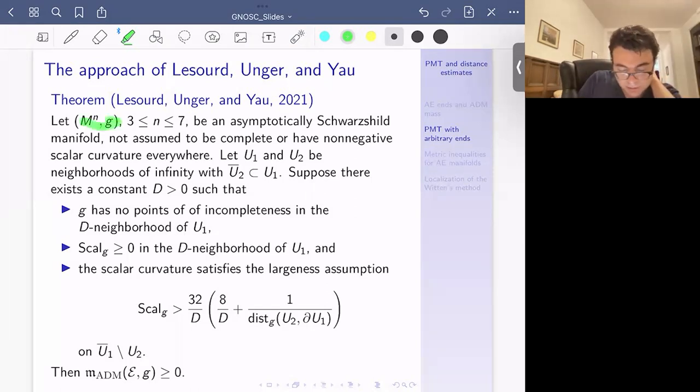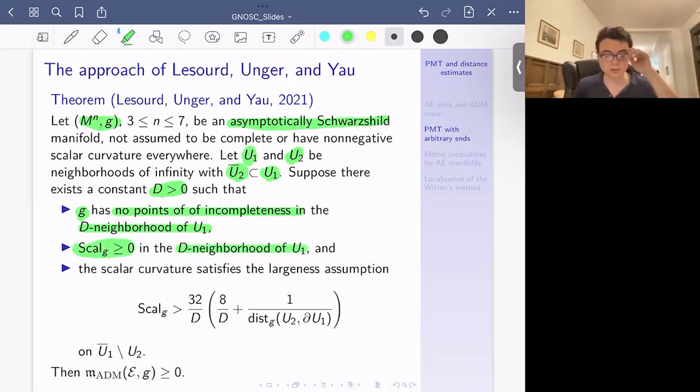So take M to be a manifold which is asymptotic to Schwarzschild, but that is not assumed to be complete. And then suppose that you have two neighborhoods of infinity, U1 and U2, with the property that the closure of U2 sits inside U1. Moreover, suppose that there exists a positive constant D with the property that G has no points of incompleteness in the D neighborhood of U1. I will draw a picture in 1 minute. And then the second condition is that the scalar curvature is non-negative in the D neighborhood of U1.